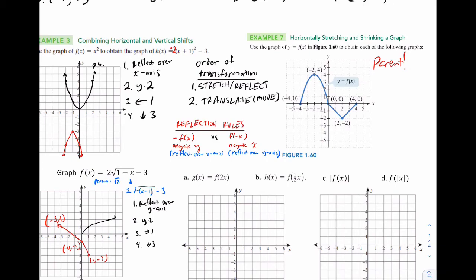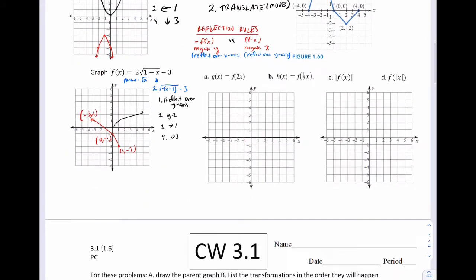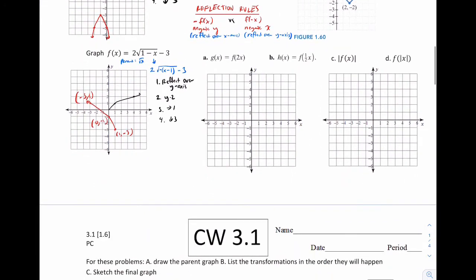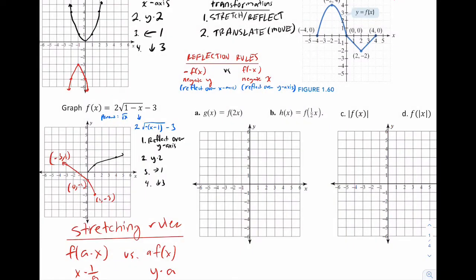f of 2x, what that's going to mean is we're going to stretch the x values. Now, in case you forgot how this works, let's put another addendum here. I'll put it right down here. Stretching rules. So this should be familiar from your Algebra 2 class as well. If you have f of a times x, that means x times 1 over a, versus a times f of x is going to mean y times a. So to do f of 2x, we're going to think of this as x times 1 over 2.